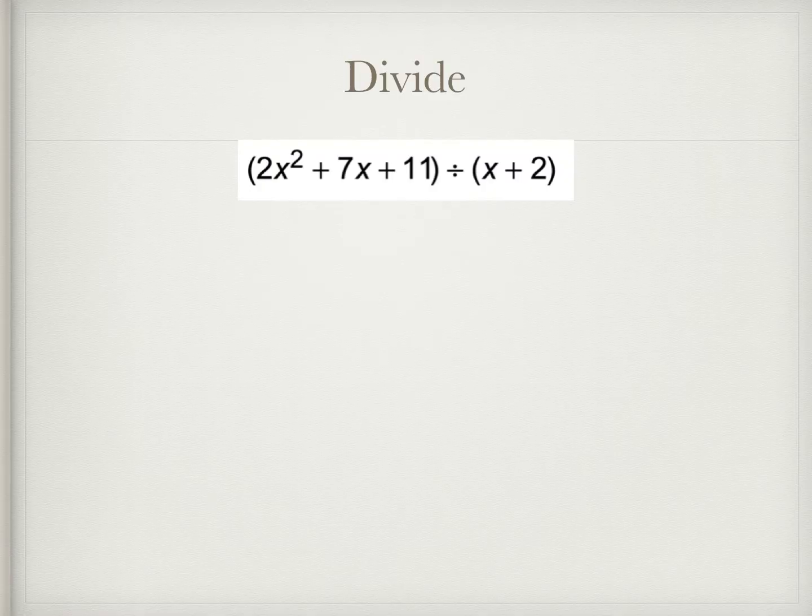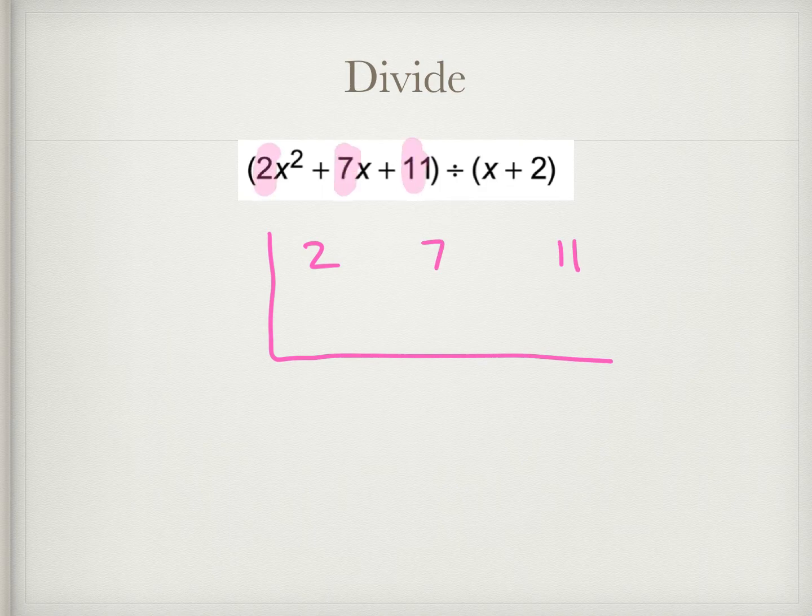All right, so let's look at the next one. What's going to go inside the box? 2, 7, and 11. So the coefficients from our question here go inside. What goes outside the box? Negative 2. We have to change the sign here. So since it's a plus 2, we put negative 2 on the outside.